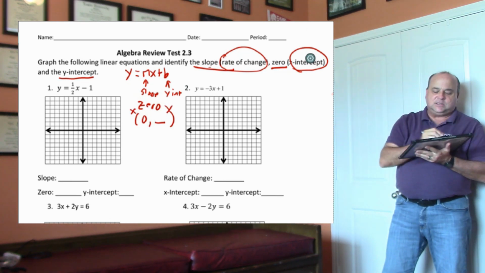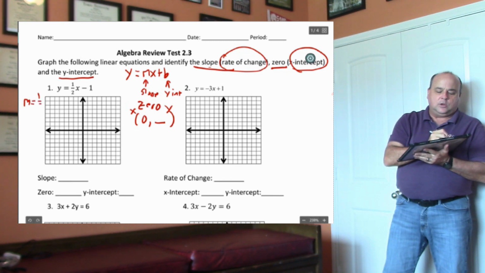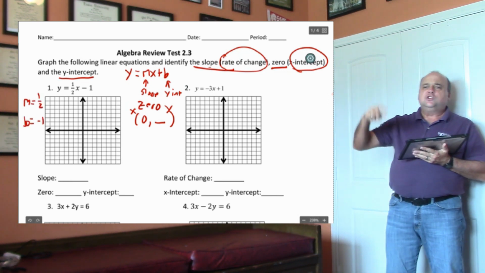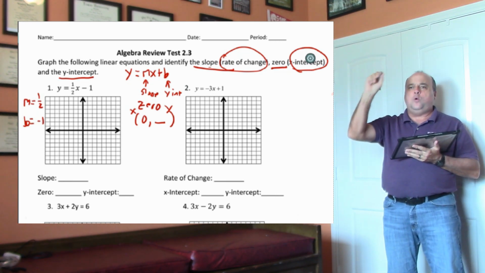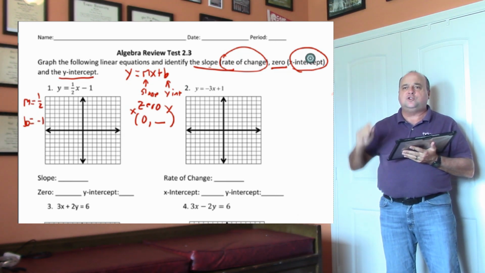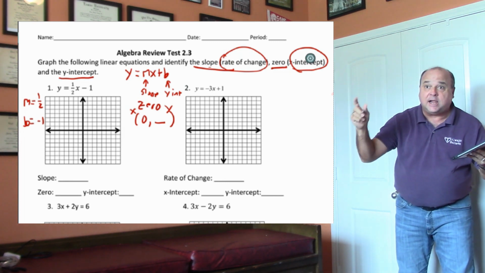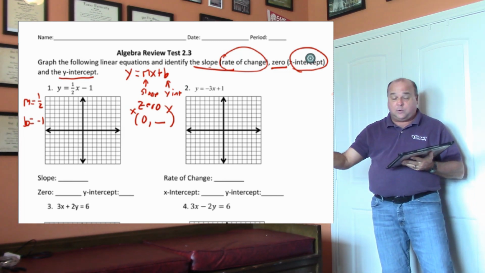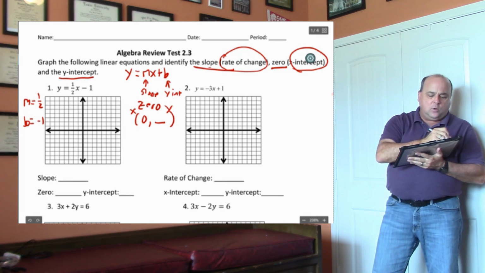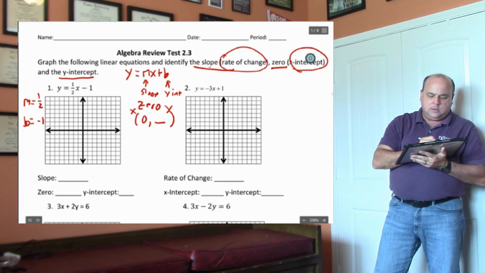Now then, let's graph this line. So our m is equal to 1/2, and our y-intercept is -1. So our slope is going to tell us to go up 1, right 2, up 1, right 2. The y-intercept tells us to start at -1. That's like your starting number. So we're going to start at -1 and draw a dot.